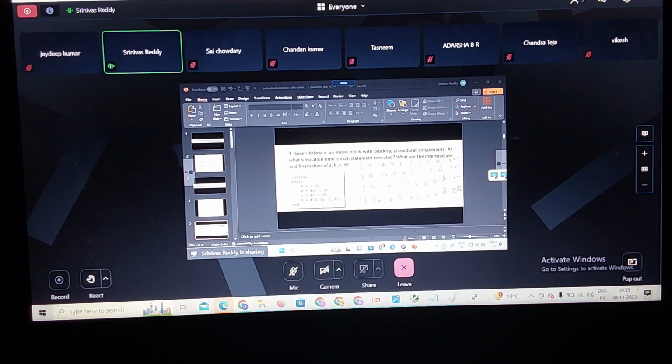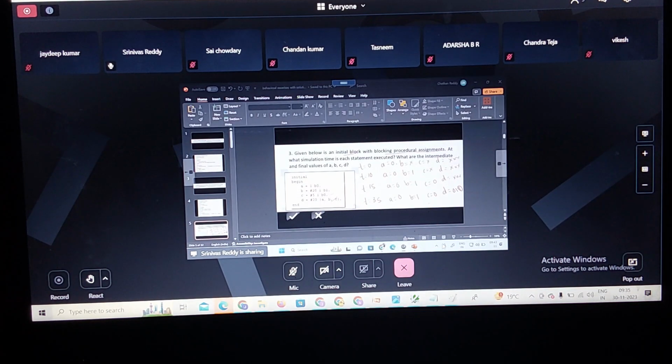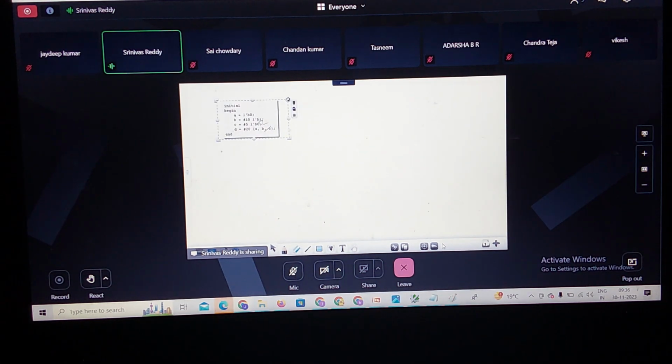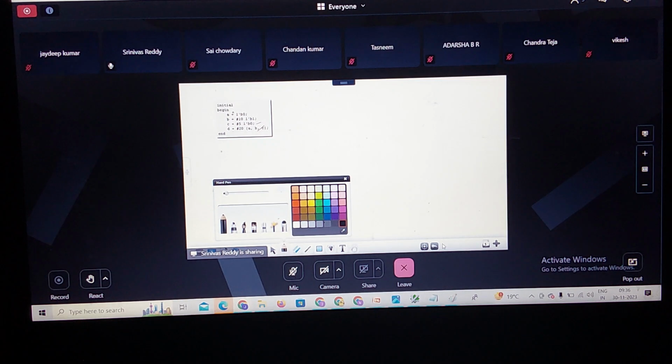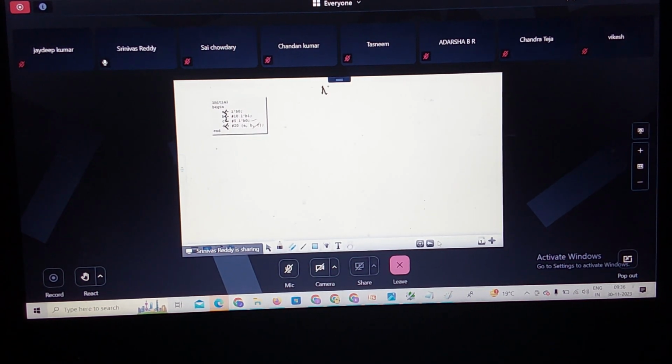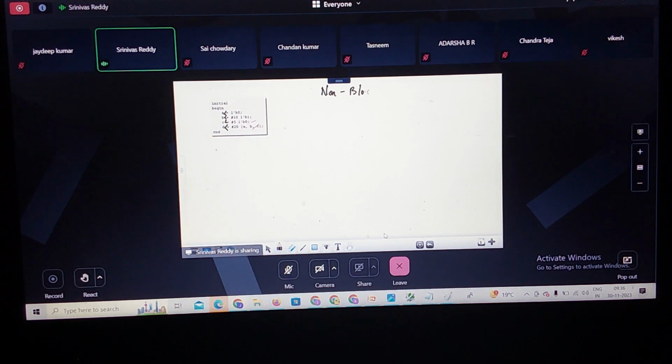The question is about the final result of this execution for the blocking and non-blocking statements. We understand how blocking works, and we understand the final result of A, B, C, D in terms of blocking. Now, if it is a non-blocking statement, what is the output of this?